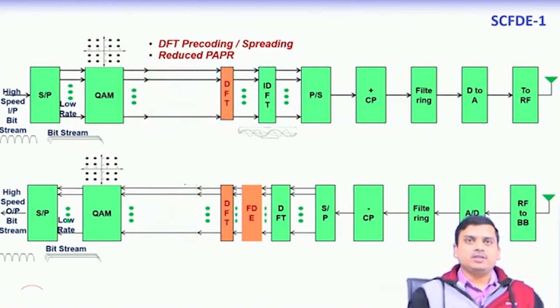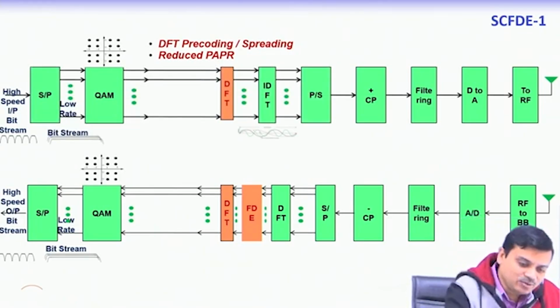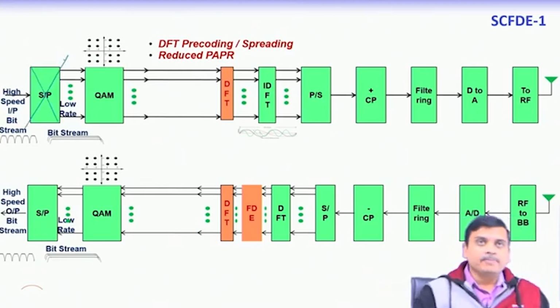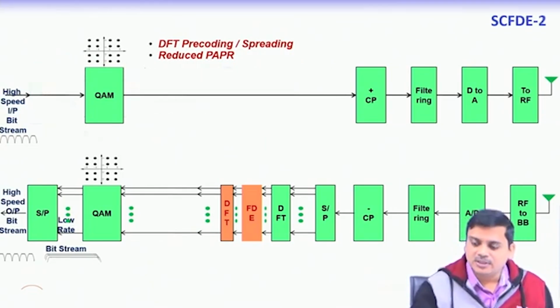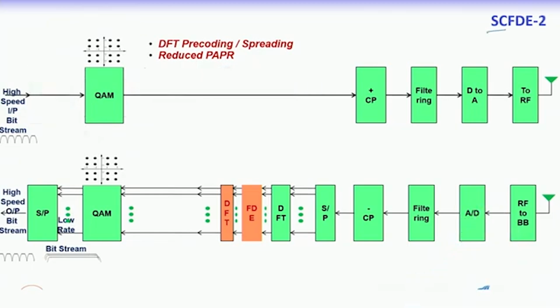What we see is that these things are gone from our transmitter receiver architecture, and things become even simpler. The serial to parallel conversion should also go away, that is also not necessary, and you have a system which is a single carrier system. So, now we have a single carrier system.